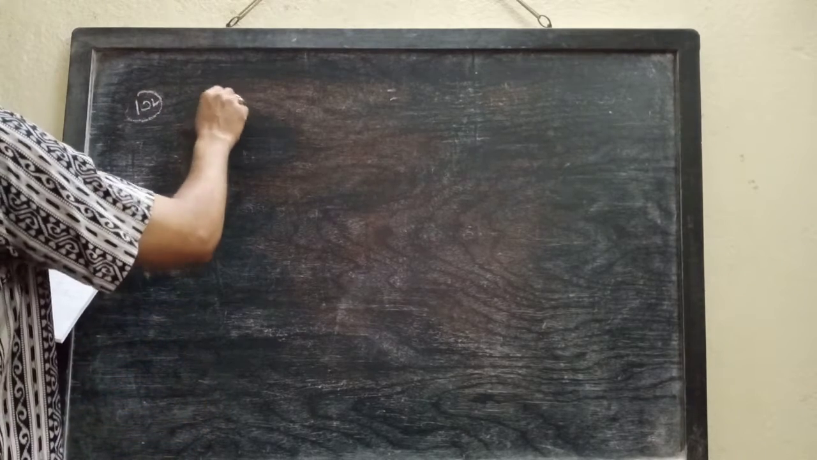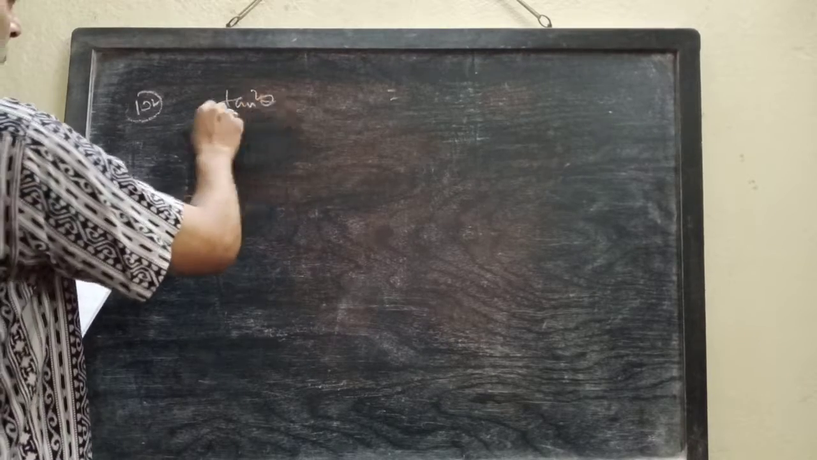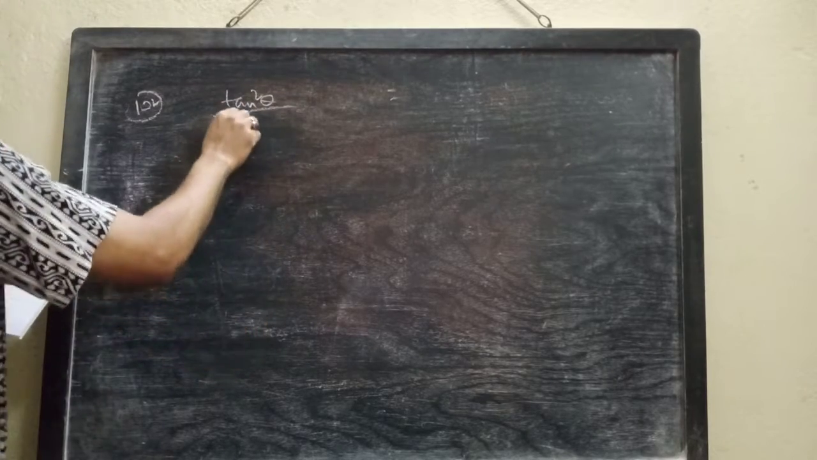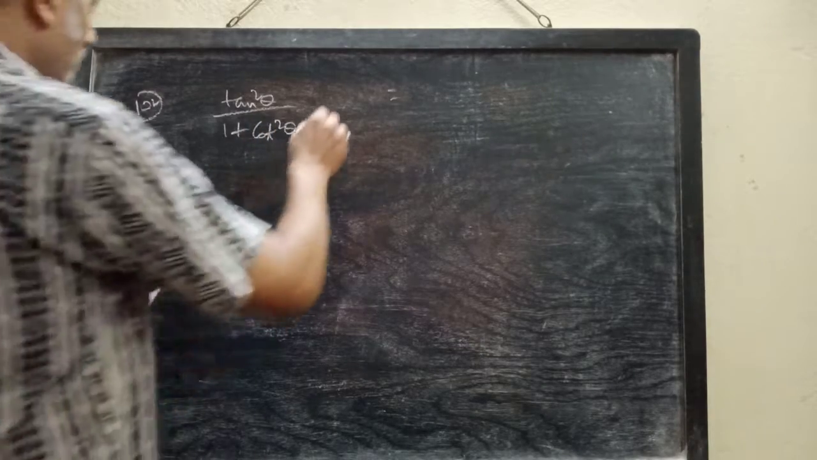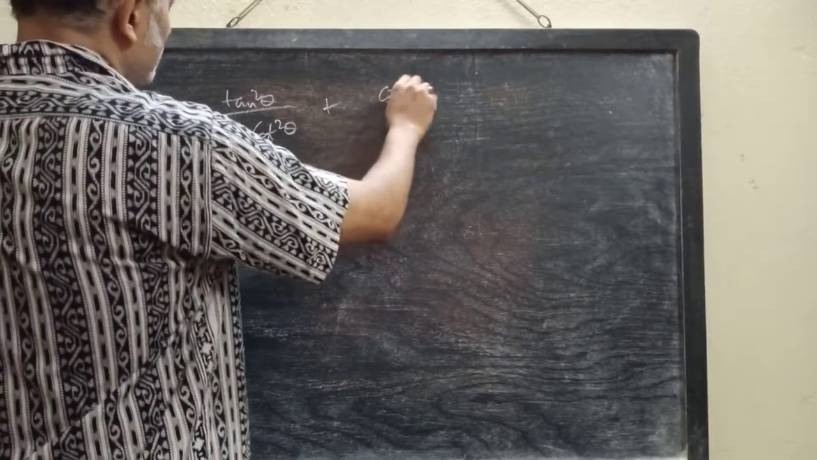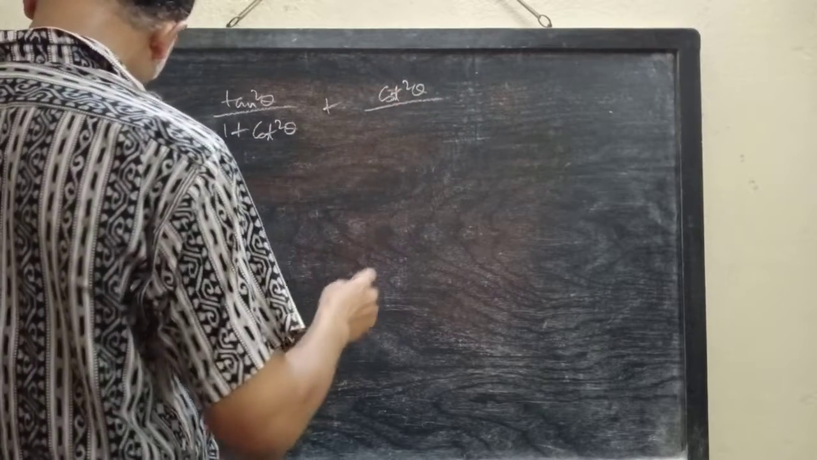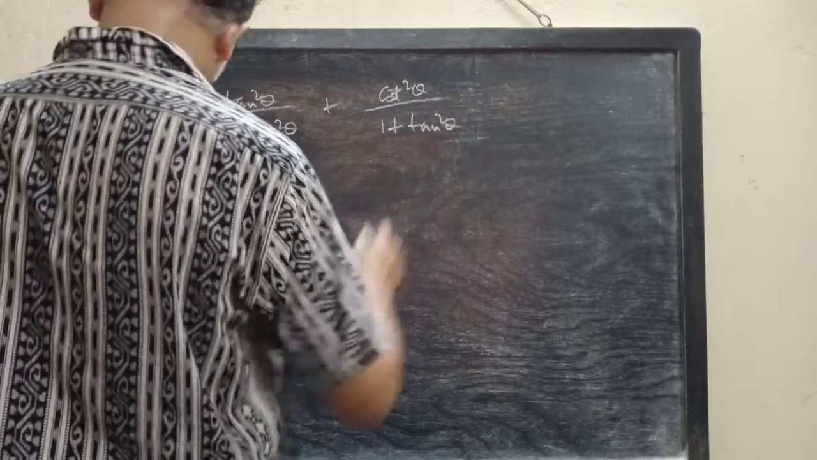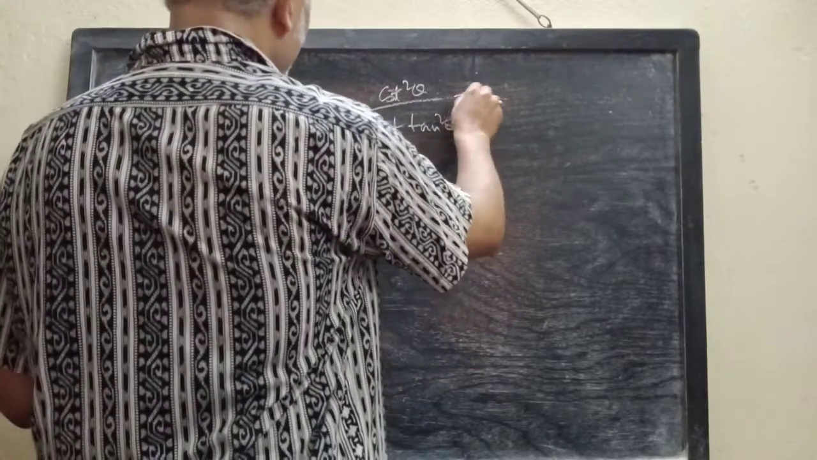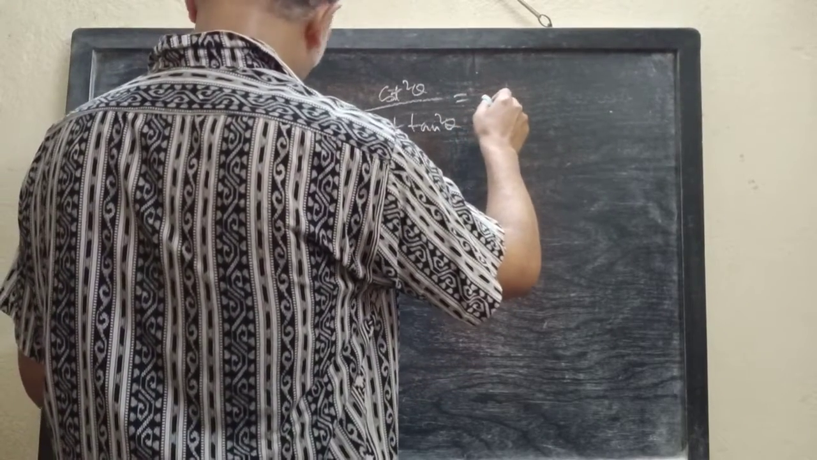Now, this is our last problem today. 102: tan square theta by 1 plus cos square theta plus cos square theta by 1 plus tan square theta is equal to sec square theta cos square theta minus 3.